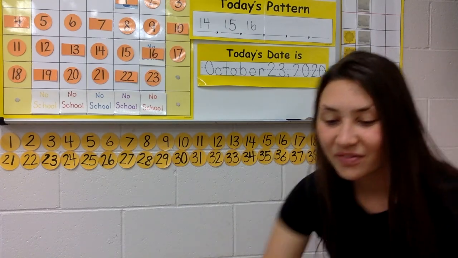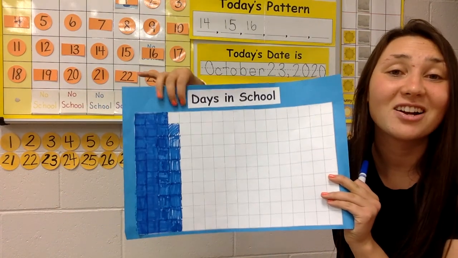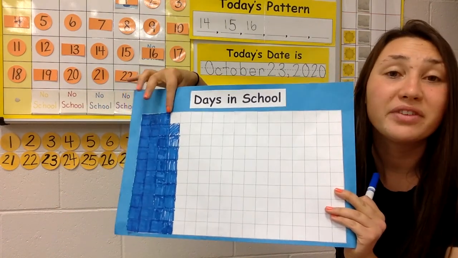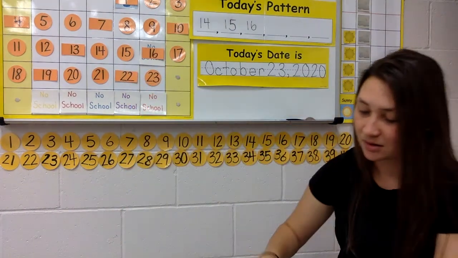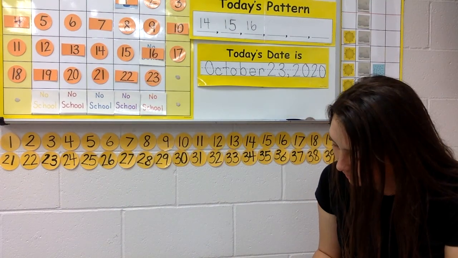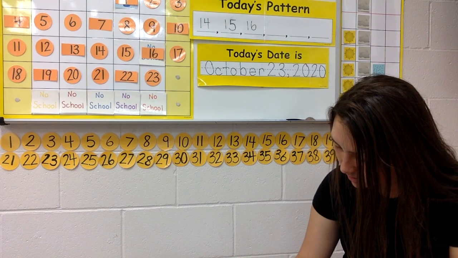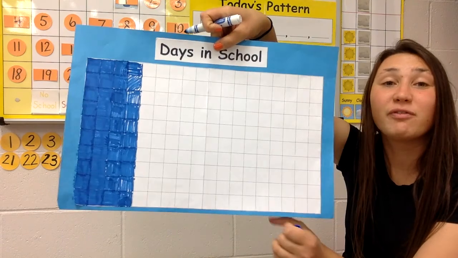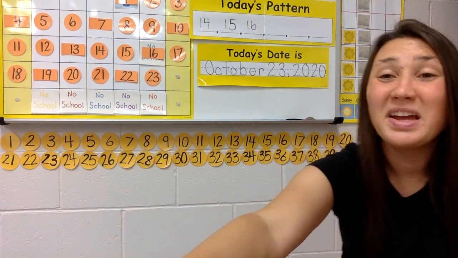Way to go. I'm going to color the 40th square in our days in school chart. Look, we're going to fill up 4 10s. It'll be all the way up to the top. Crazy. Look, 4 full 10s. And speaking of 10s, how many 10s are there in 40?